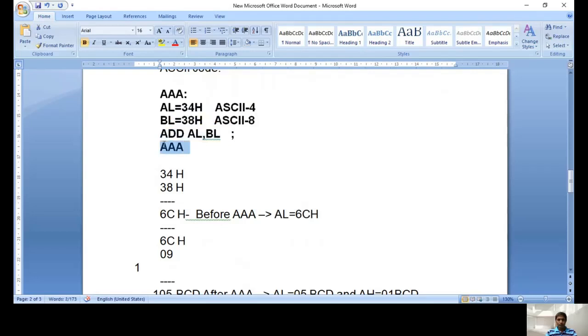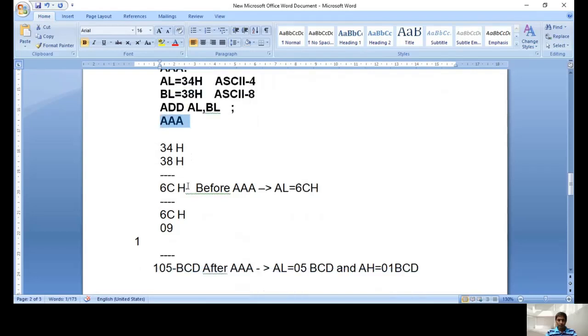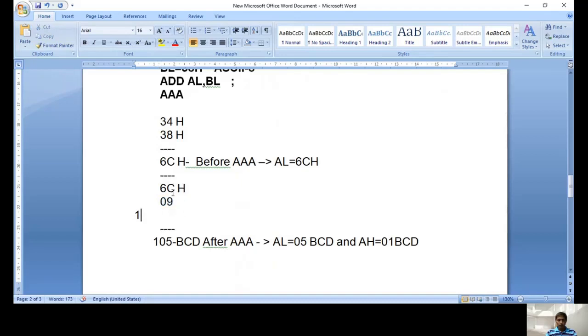Now after the addition, I am writing AAA. What happens in AAA? It checks the lower 4-bit value. If it is more than 9, then it will add 09H. So it will now add 09. After adding, what is the result? C is 12, plus 9 is 21. 21 is more than 16, that's why 21 minus 16 is 5. So the result is 5. Because 21 is more than 16, on the left side we actually have a carry.